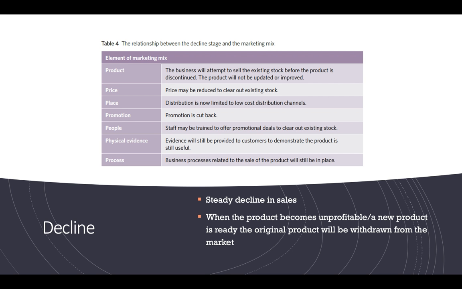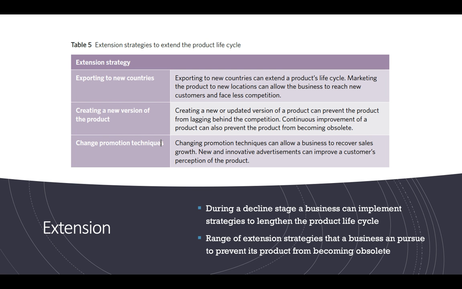Evidence will still be provided to customers to demonstrate that the product is still useful, still beneficial, and business processes related to the sale of product are still going to be in place, the same as what they have been for the introduction, growth, and maturity phases. All right, and then you have the extension. So during a decline stage, a business can implement strategies to lengthen the product life cycle. A range of extension strategies that a business can pursue to prevent its product from becoming obsolete.